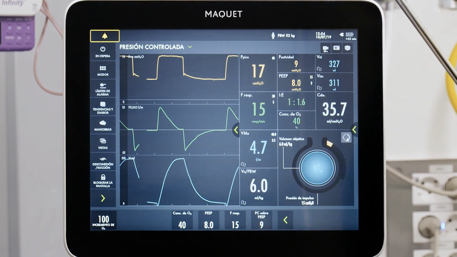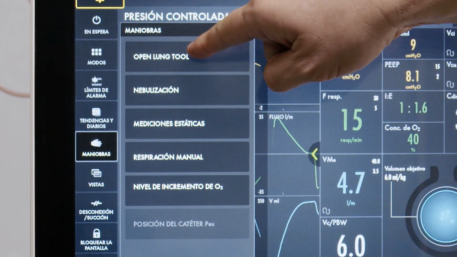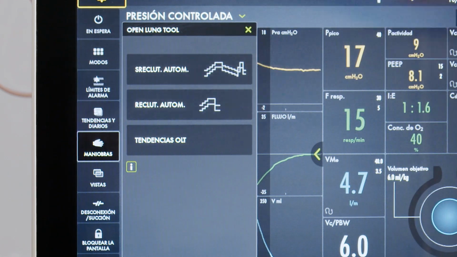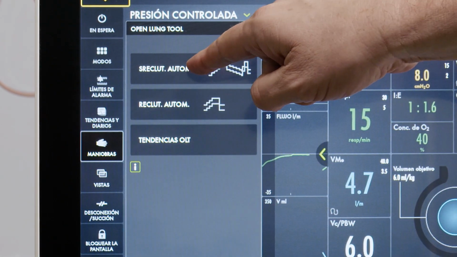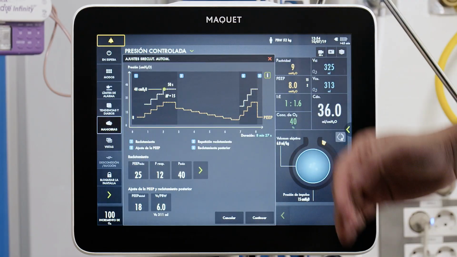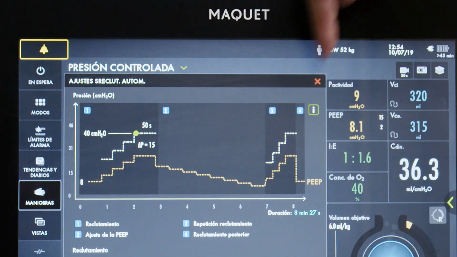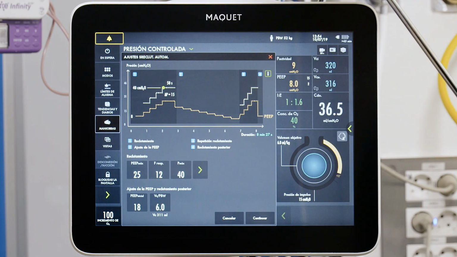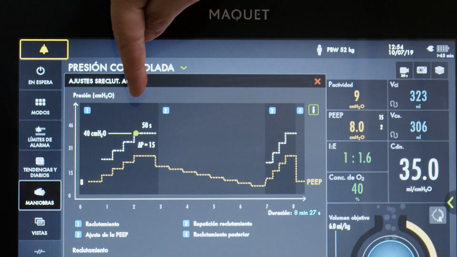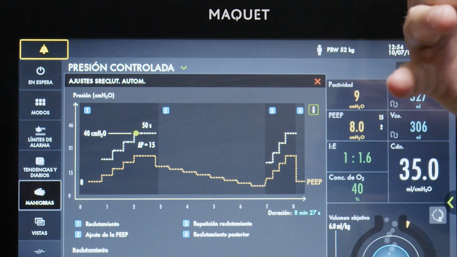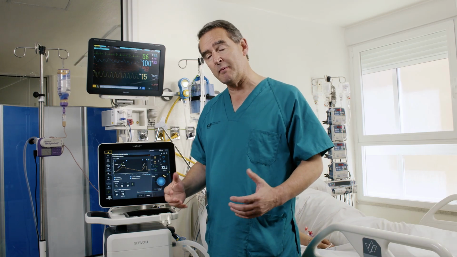To access the software, we just press maneuvers. So then we have several options, and we will select the SRM, the sequential recruitment maneuver. This will take us to the main screen where we can adjust the settings, and we have a scheme of the entire process of the recruitment maneuver in its different steps and phases. We have a first incremental phase where we will increase the PEEP level in a stepwise fashion in order to prepare the lung for the actual recruitment maneuver.